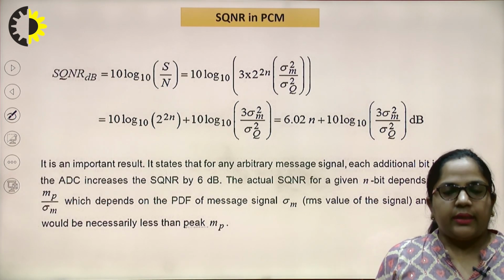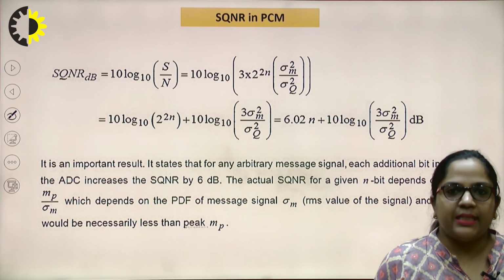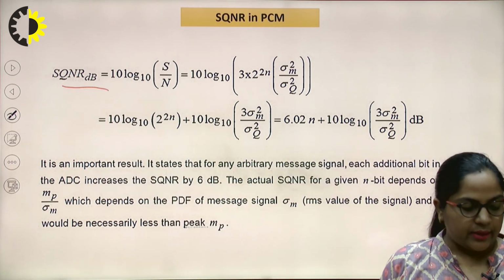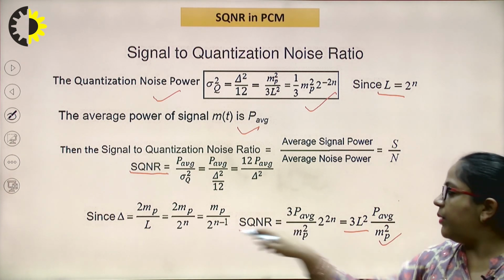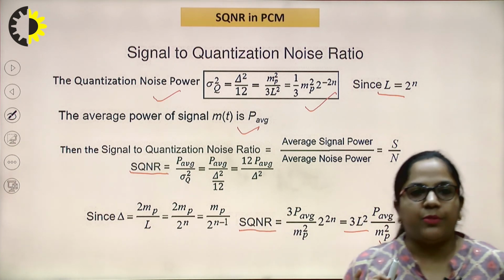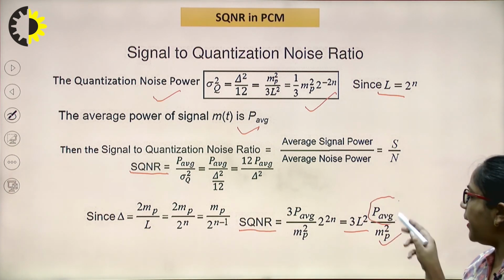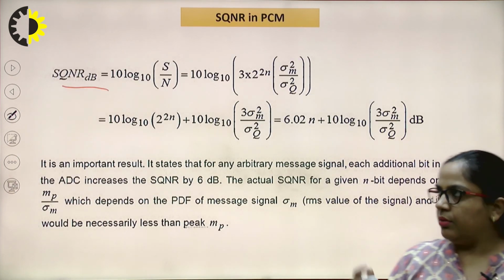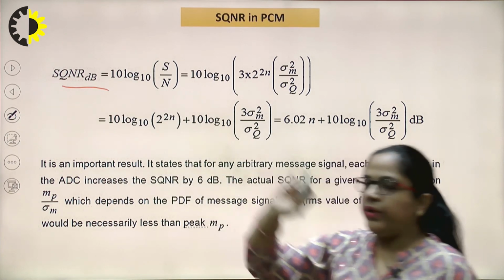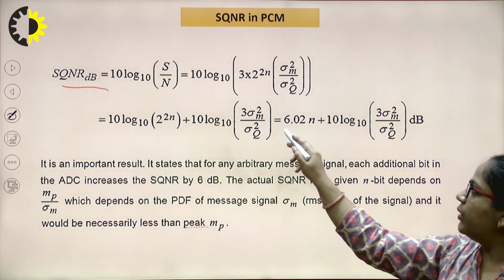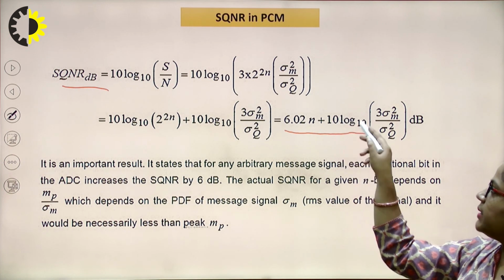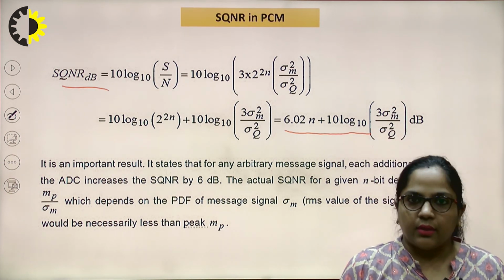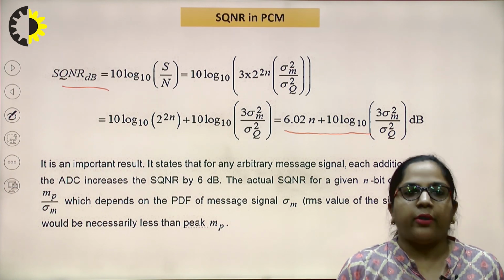Okay. There is one more thing which is called the 6 dB rule. What is the 6 dB rule in the case of SQNR? If we want to calculate the SQNR, the general formula is 3L² P average divided by mp². P average will depend upon the type of information we are using as an input signal. So converting the previous one in terms of dB, we get 6.02n plus 10 log base 10 of 3σ²m divided by σ²q dB.